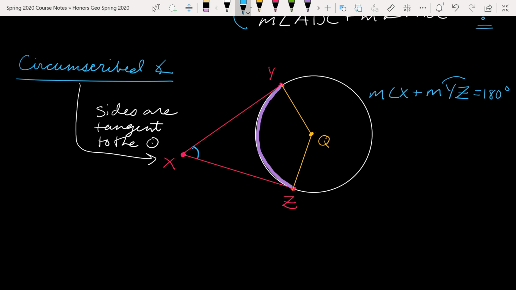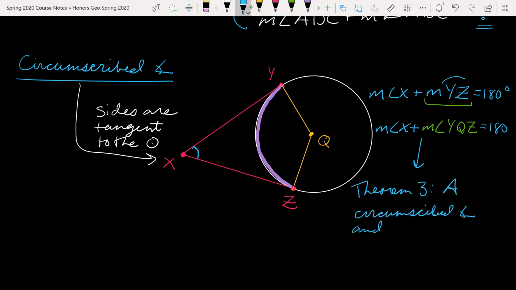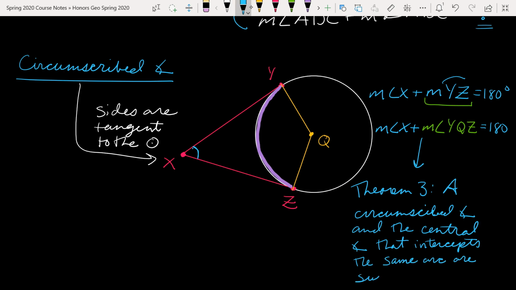be 180. Another way to state this so that we can use our familiar word supplementary is just to substitute out the measure of arc YZ for the measure of its central angle, and that leads us to be able to state this theorem. Which is to say that we should be able to add the measure of angle X and the measure of angle Q and get 180 degrees. And proving this will be our last proof having to do with circles. So let's think about how to make this proof happen.